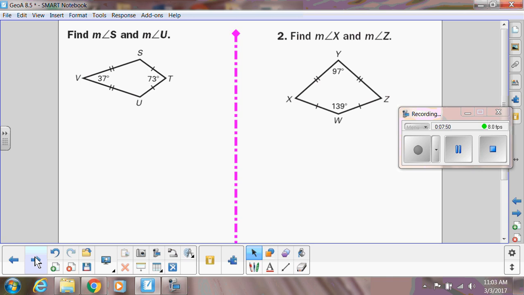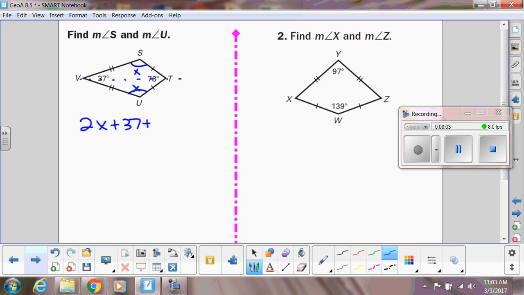So we're given two of the angles in a kite, and we would know that these are going to be congruent to each other. Again, this is symmetrical if I were to fold that. So you could just call those x. So I have 2x plus 37 plus 73. Those all have to add up to be 360. So I'm just going to subtract those from 360 and then divide by 2. So when I subtracted them, I got 250, and then when you divide by 2, you get 125. So each of those are 125 degrees.